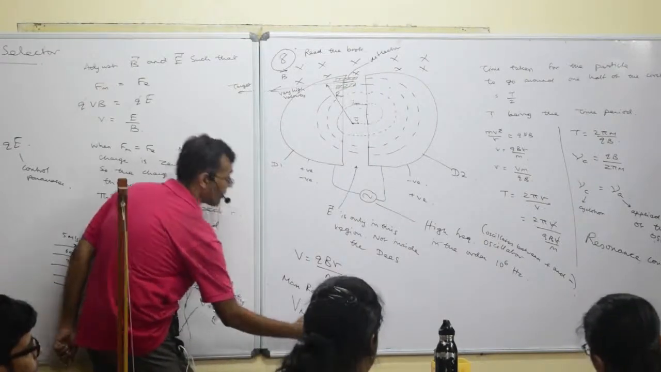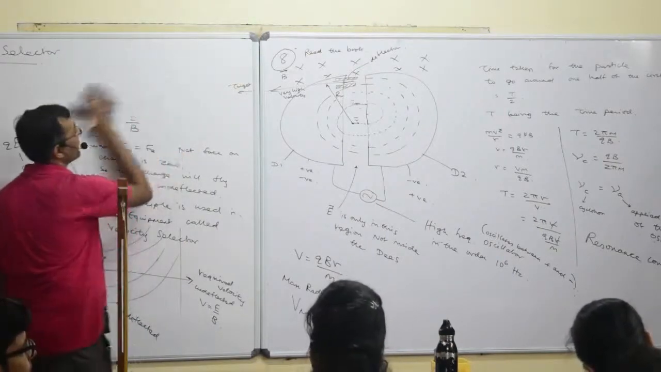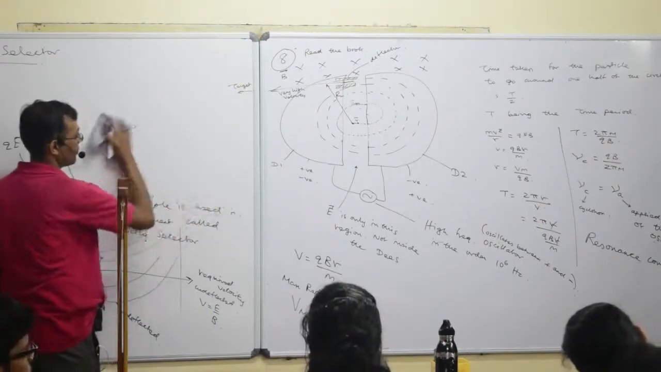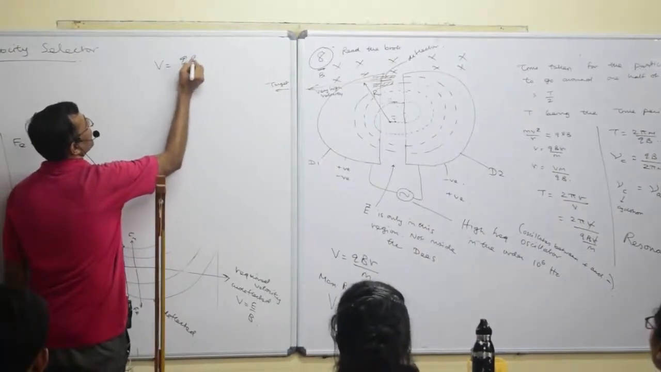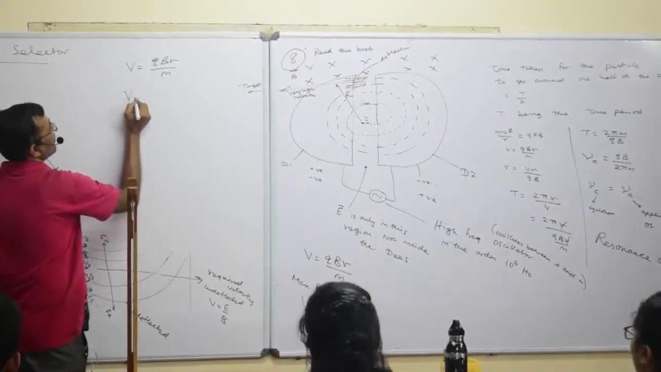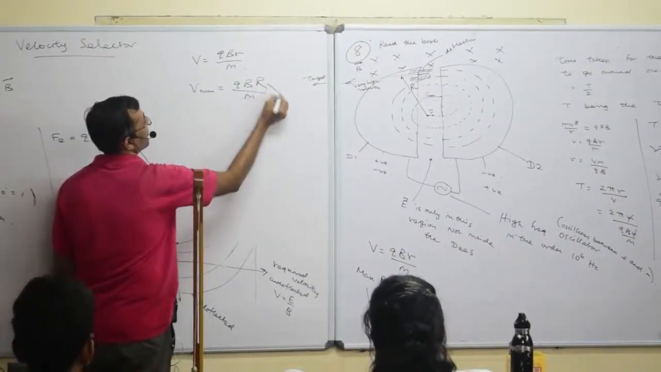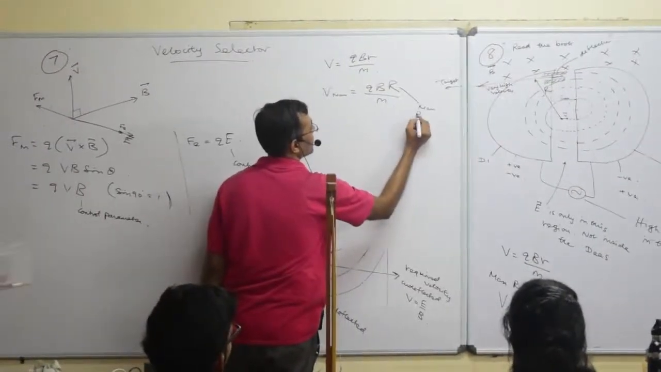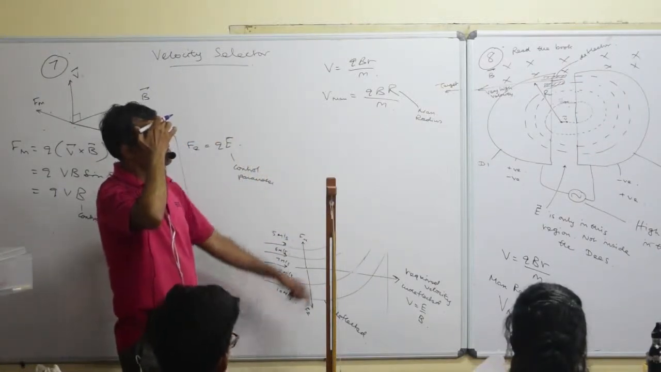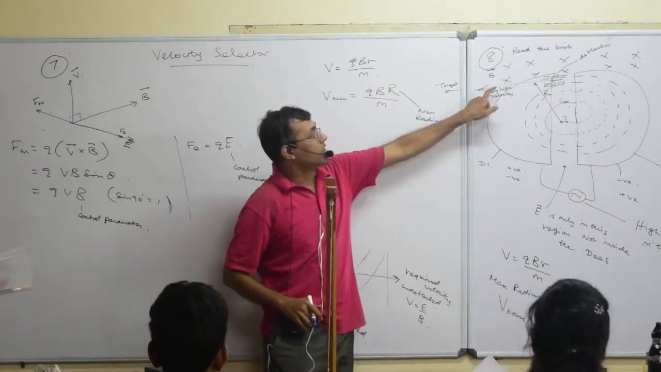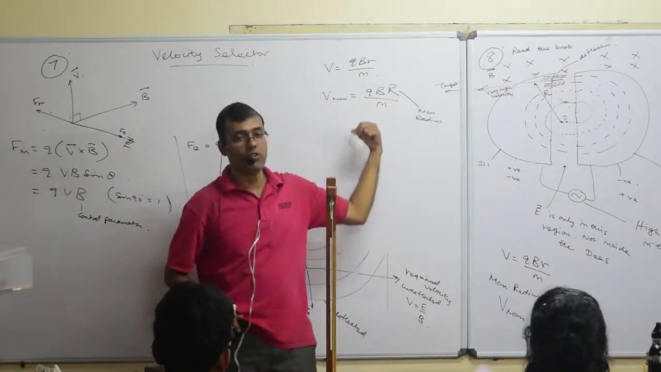So the V max. If you have trouble reading that, let me write it here, so that people in the back can also see it. I said V is equal to qBr by m. V max is equal to qBR divided by m, because this is the maximum radius. So in the question, if they ask you how to find the highest velocity with which the cyclotron is throwing out the particle, then this is the formula you will have to use.